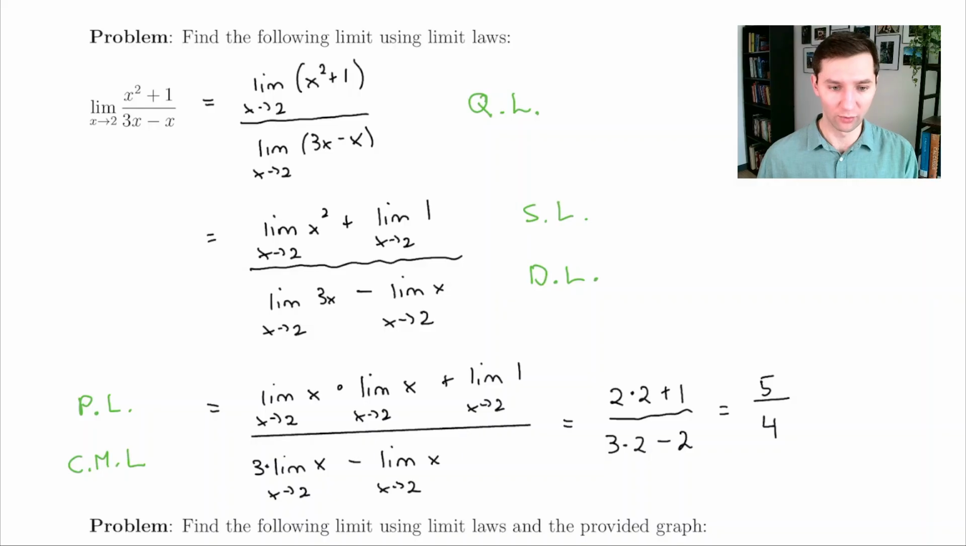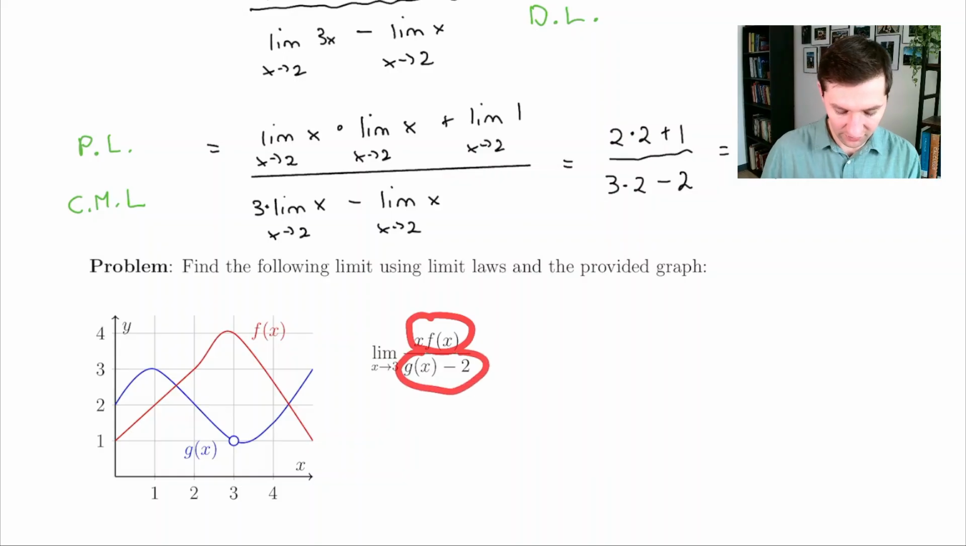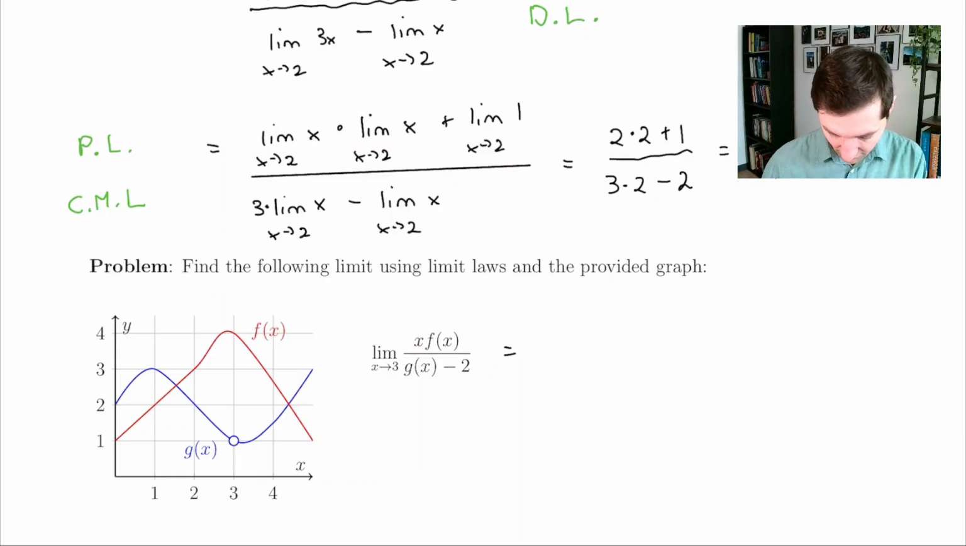Let's try one more problem. Find the following limit using limit laws and the provided graph. If you would like to try this exercise on your own first, this would be a good time to stop the video. First, I have a limit of a quotient of two functions, the first function and the second function. I use the quotient law to rewrite this limit as the limit of the numerator divided by the limit of the denominator.